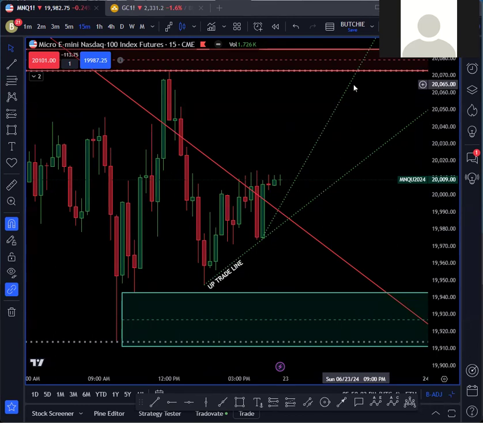Let me shut off my phone because I'm getting a lot of messages here. All right. So that's what we're looking at on NASDAQ right now.